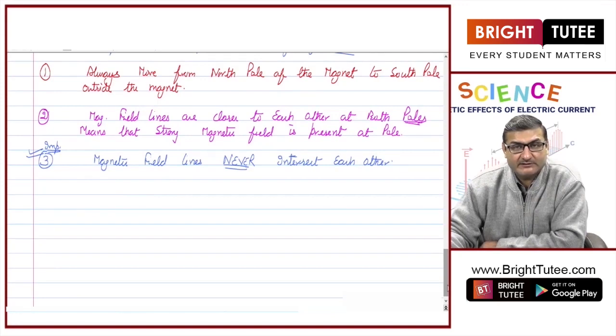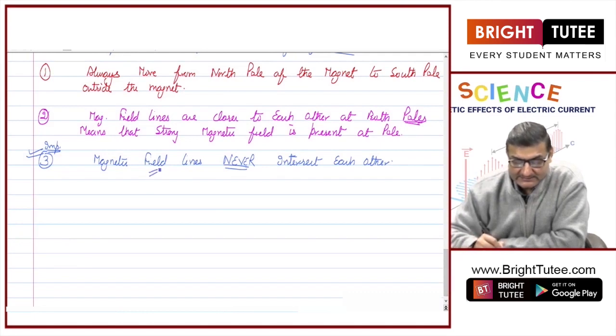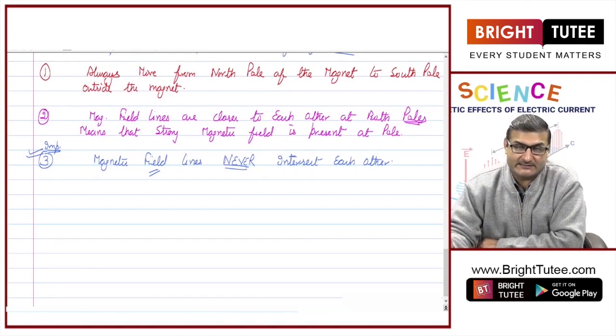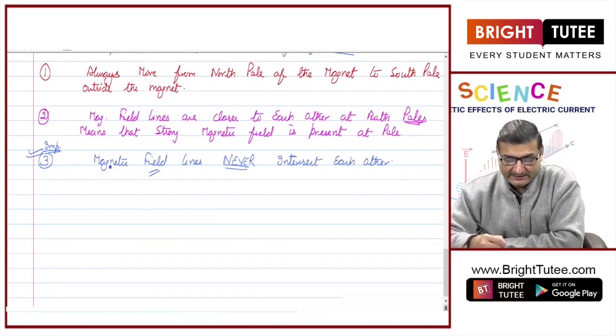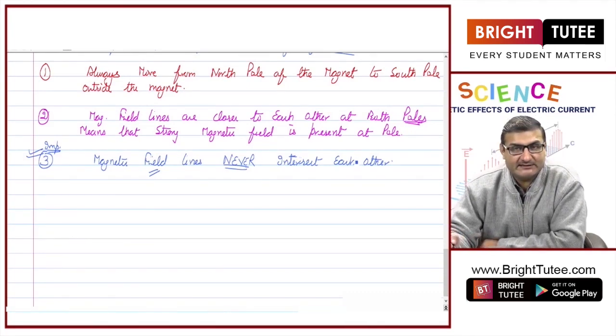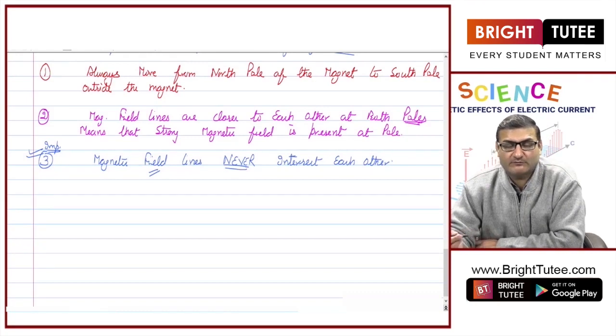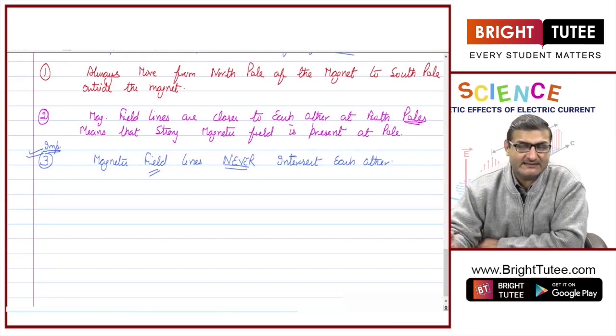Proof by contradiction you must have done in mathematics many times: rather than proving that this happens or this does not happen, we make a contradictory statement. If I want to say that these lines never intersect each other, I will check whether the possibility that they intersect each other exists. And if that is not possible, then with contradiction we can prove that what we were saying was right and they never intersect each other.